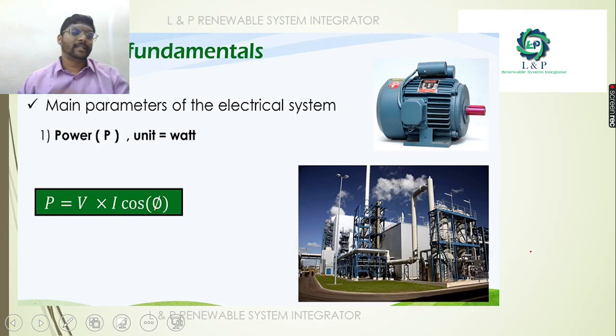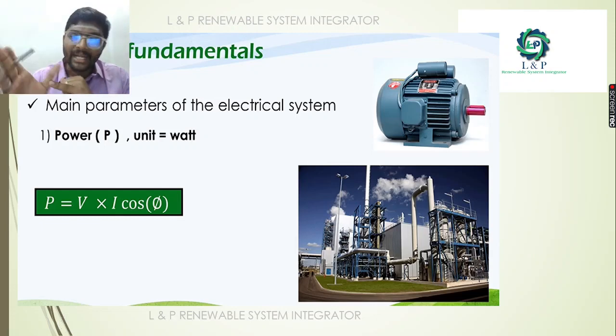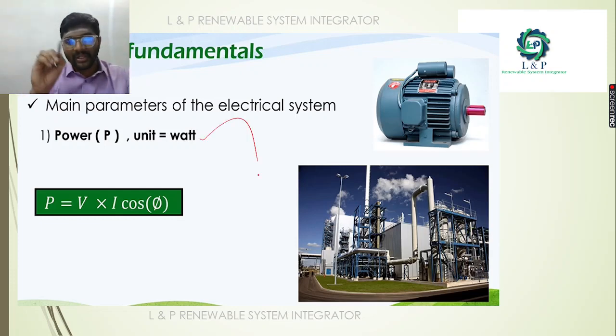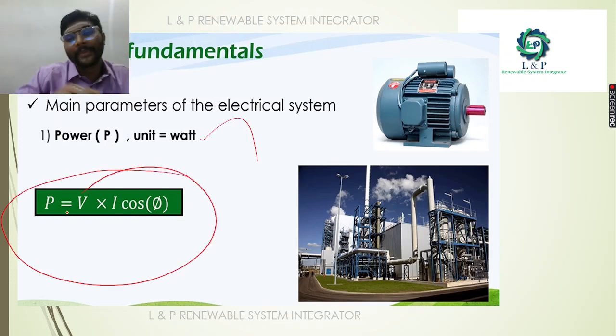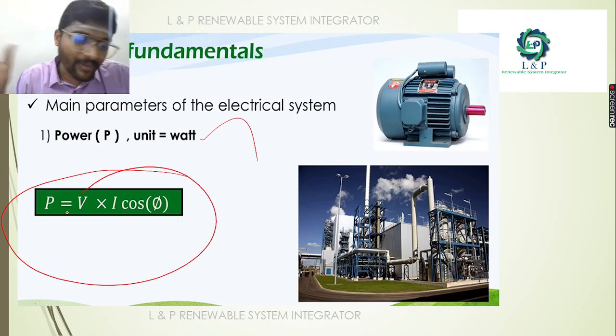Next, the main parameter of an electrical system is the power, and its unit is watts. If you want to calculate the power, P is equal to VI cos phi. The phi value gives your power factor, V is the voltage and I is your current.